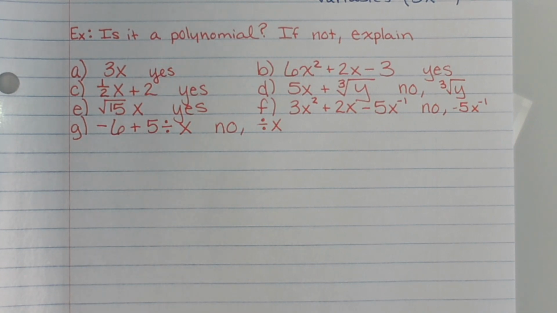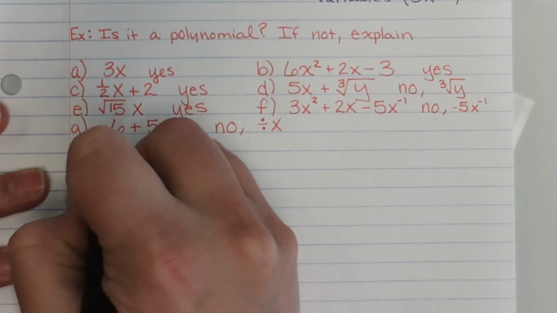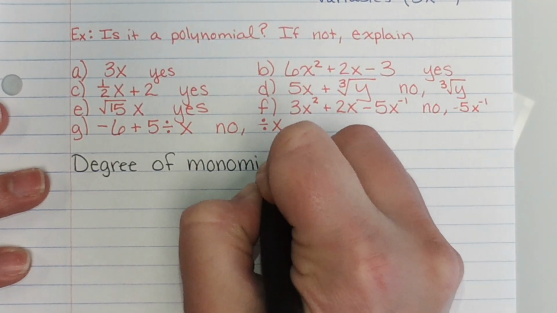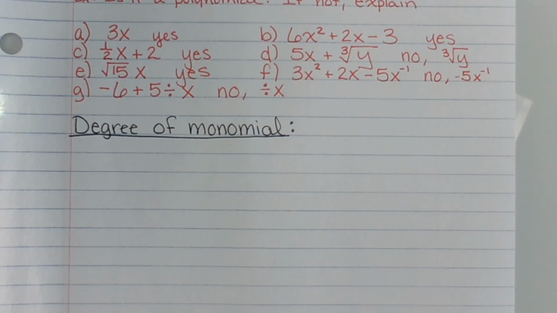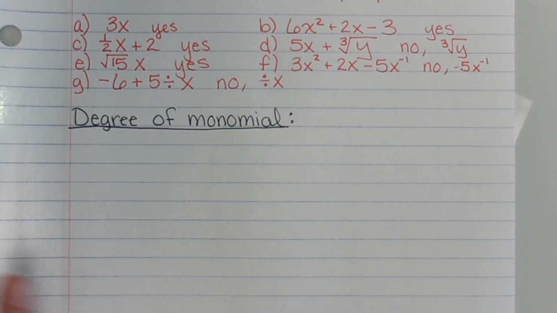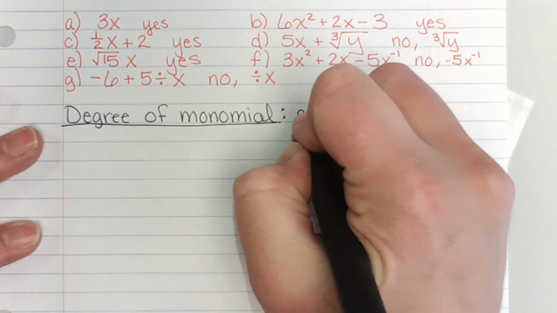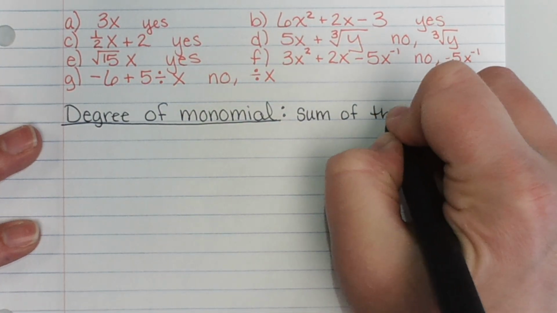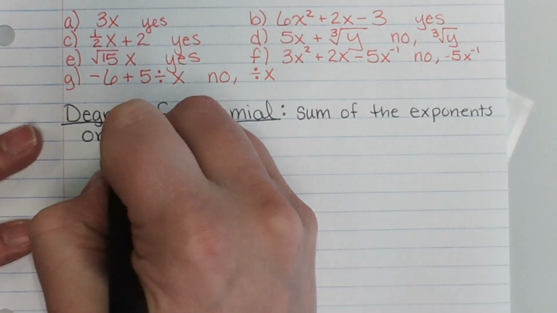Now, to go with our recognizing if it is a polynomial, another thing we're going to be looking at is the degree of it. We're going to start with the degree of a monomial. A monomial degree is the sum of the exponents on the variables.